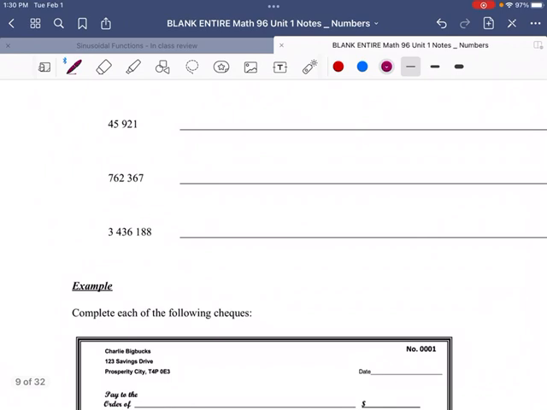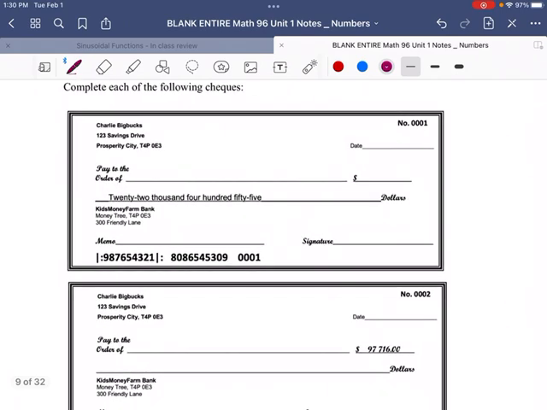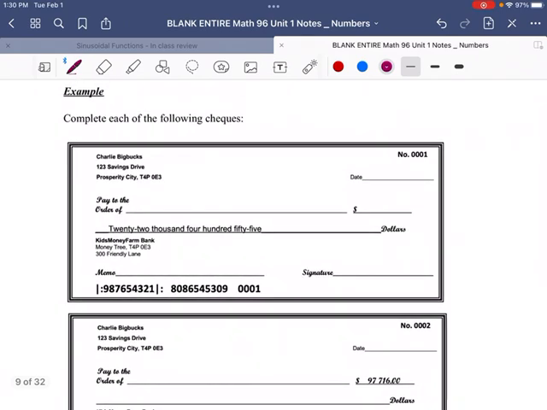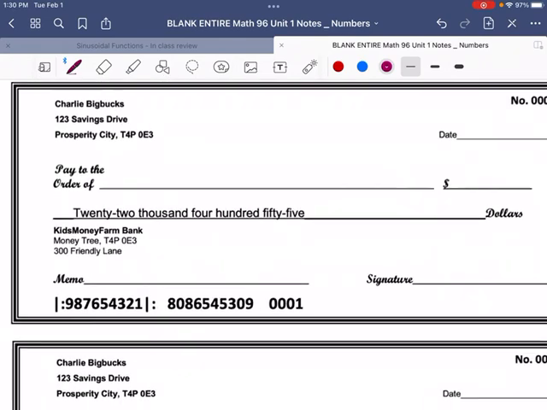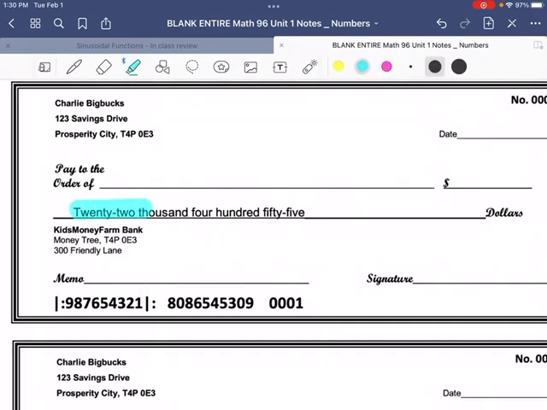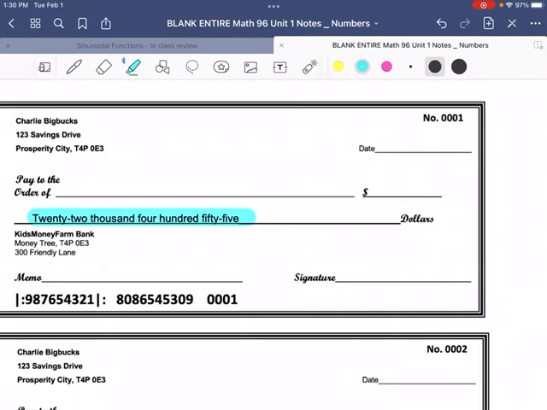And that's going to go on the next page there. So let's complete each of the following checks. So we need to write this number, 22,455. Well, let's start with just the stuff in the hundreds. So the 455, we can do four hundred fifty-five. And then we need to do the stuff in the thousands. So we have 22,000. So we have twenty-two thousand.